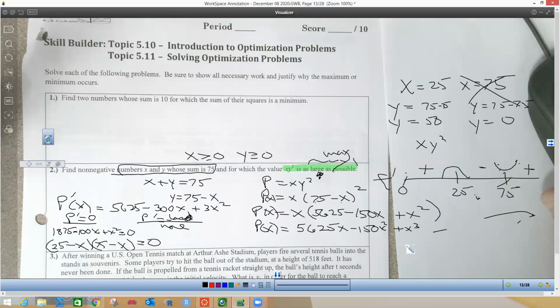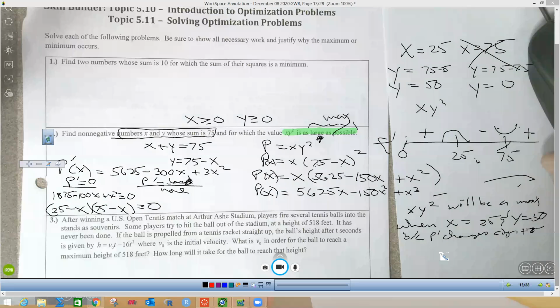So we are going to say xy squared will be a max when x equals 25 and y equals 50, because p prime changes sign from positive to negative at x equals 25.